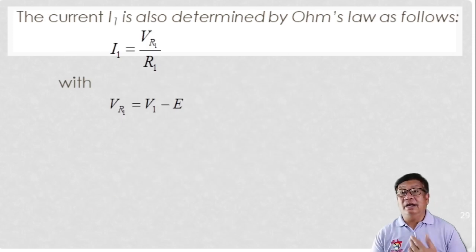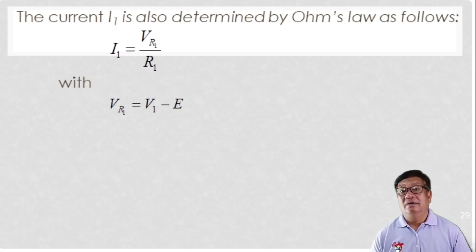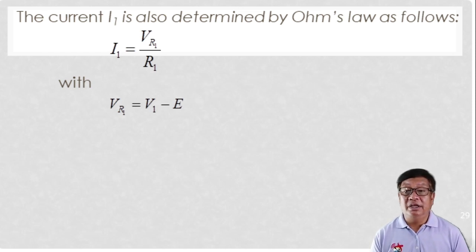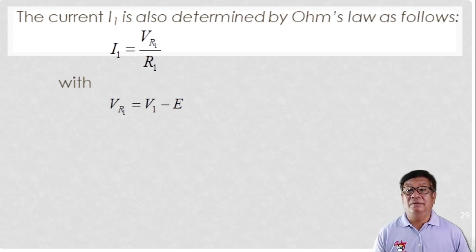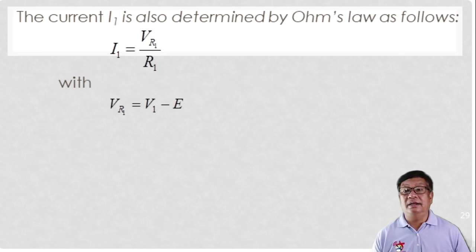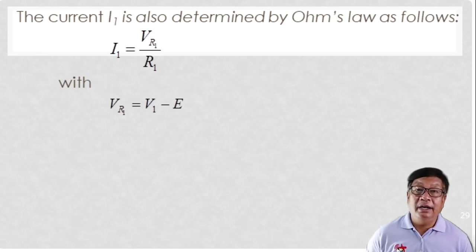Now, accordingly, the current I sub 1 is also determined by Ohm's law as follows. We have this I sub 1 is equal to V sub R1, the voltage across the internal resistance R sub 1 of the voltage source. So, try to specify again, and then we will be able to arrive at V sub R is equal to V sub 1 minus E. V sub R is equal to V sub 1 minus E.